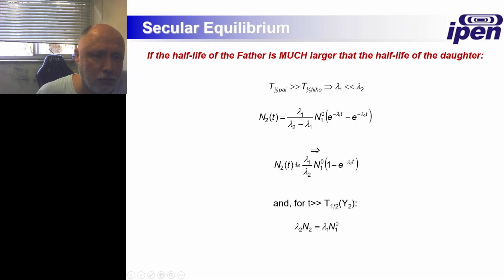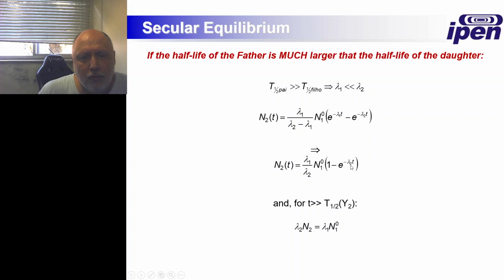So now the number of daughter nuclides is lambda 1 over lambda 2 times the initial number of atoms of the father times 1 minus e to the minus lambda 2 t, the decay of the daughter. Now, if we have the time since it's been created, because this time here refers to the time, let's say we had a completely pure sample of the father, this is the time since that sample was left alone, left to decay.